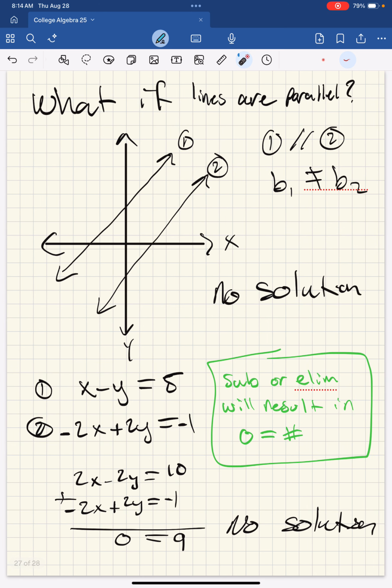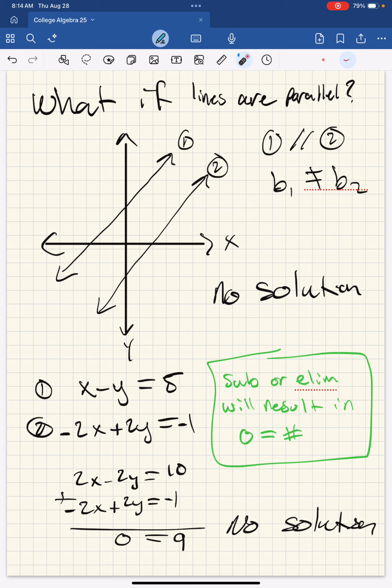Okay, but then what if the lines are parallel? So here we have two distinct lines. They're parallel, so their slopes are the same, but we have different y-intercepts. In this situation, there is no solution because there is no intersection point. Now, you can verify this by calculating the slopes. The slopes will be equal and the y-intercepts will not be equal. And then if you identify that, you know that there's no solution because there's no intersection.